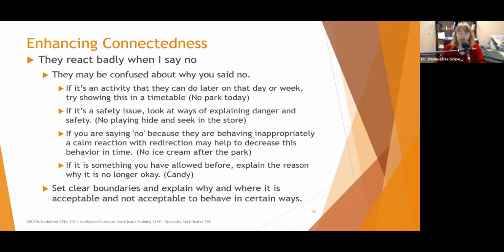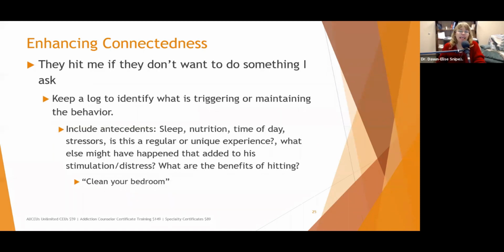If they hit when they don't get their own way, keep a log to identify what is triggering or maintaining the behavior, including the antecedents. If they tend to be more physically aggressive when they are overwhelmed, when they are in public, when they haven't had a good night's sleep, when their blood sugar's low, be a detective to figure out what may have contributed to that explosive behavior, and explore what the benefits are of hitting. What was that person trying to communicate by hitting, and how can we teach them to communicate that differently?